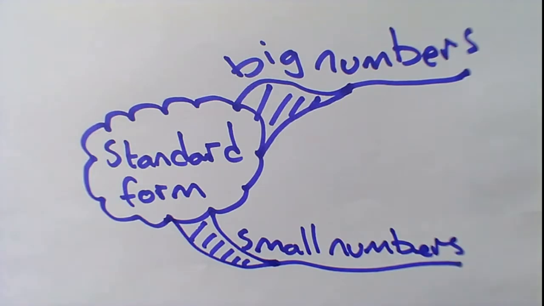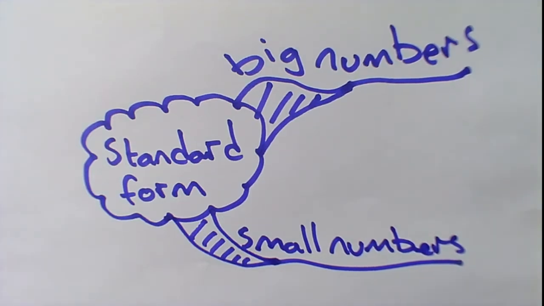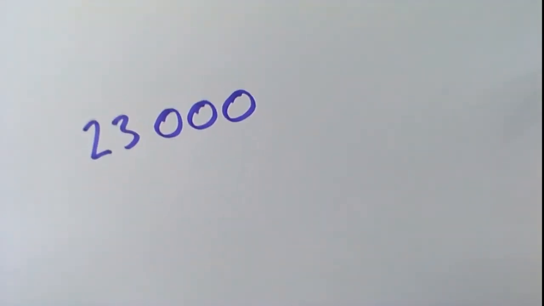I wanted to speak to you this morning about standard form and just make sure that you're okay with the idea. The basic idea is it gives us a way of writing both very, very big numbers and very small numbers. That's really useful in science, physics and chemistry, etc. We'll just make sure you're okay with the idea. So we'll have a look at a question. It's a really simple thing to do.